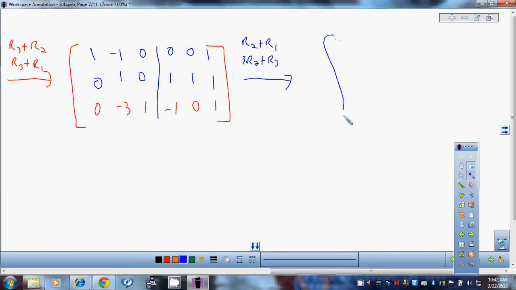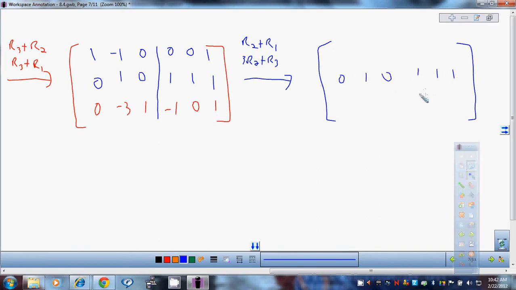The only one that's not changing is the second row. That's going to be 0, 1, 0, 1, 1, 1. Adding that to the top row just as it is: 1, 0, 0, 1, 1, 2. I added these two rows right here. 3 row 2 plus R3.